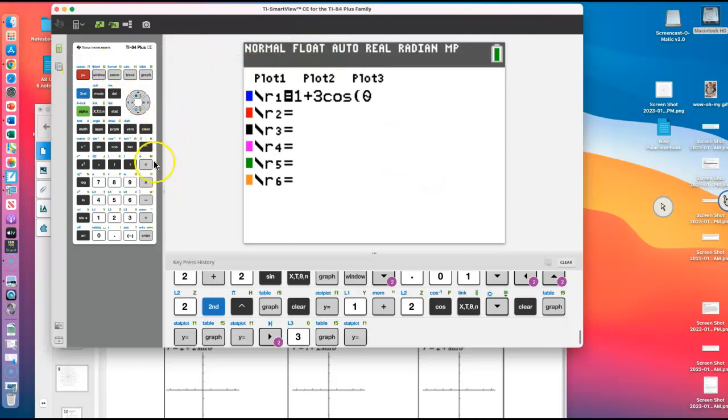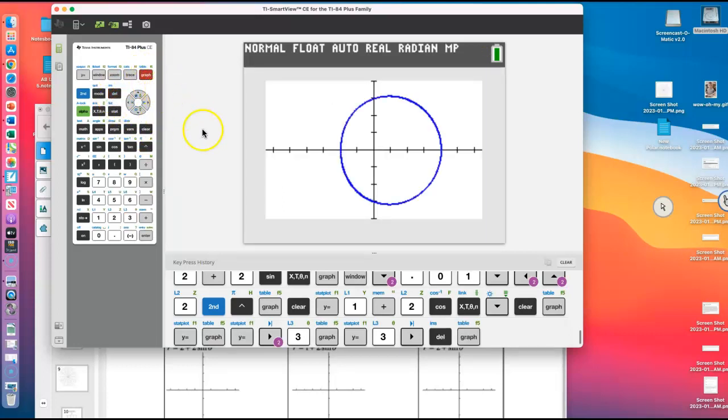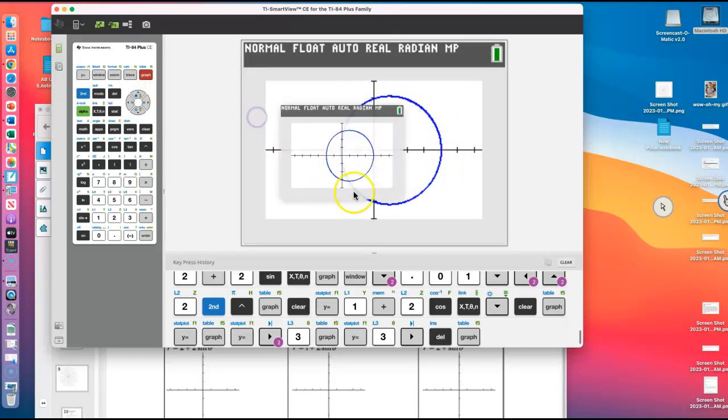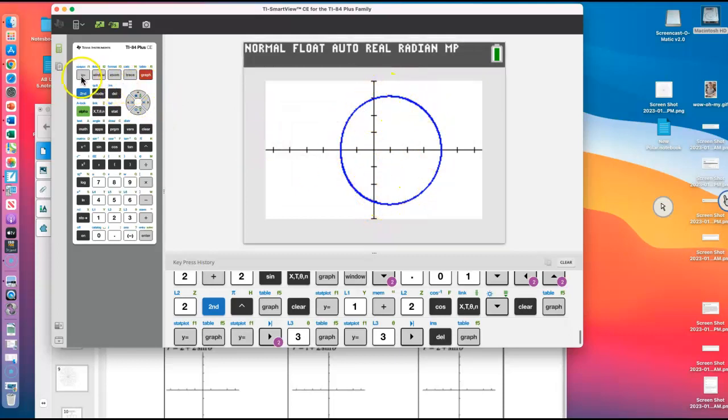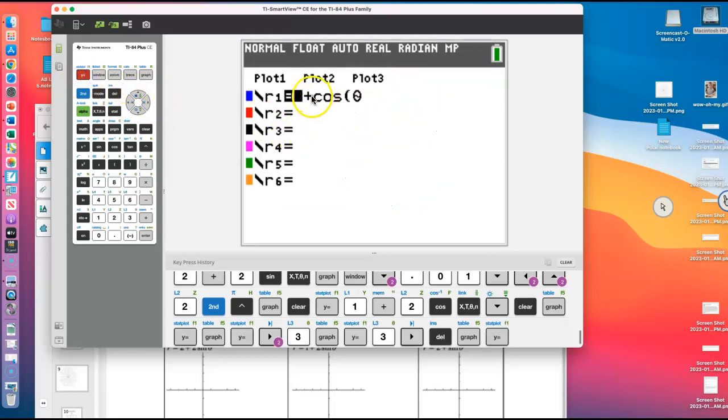So let's go do 3. Let's swap that out and delete that. When I hit graph right there, it's supposed to kind of flatten out a little more. You can kind of just mess with it. It still looks very circular, but it should have flattened out a little bit more than it did.